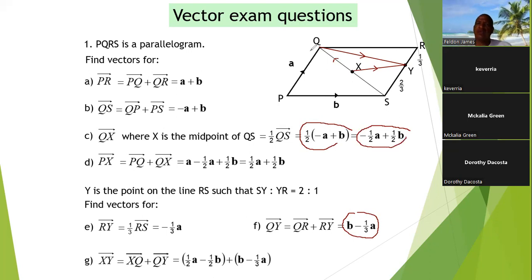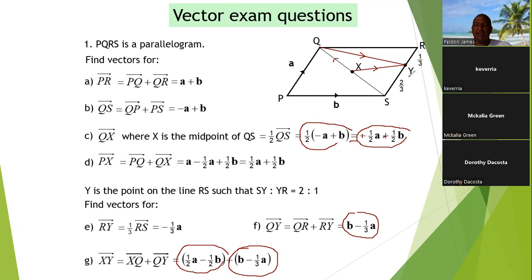But if we're going X to Q, that means we would have to find the negative of this. And when you multiply this by negative, this becomes positive and this becomes negative. So we would get this instead. So we would get X to Q, which is this, and then Q to Y, which would be this. And then we add them together. All right, guys, so that's how they get that. So they follow this pathway. X to Y is the same as X to Q and then Q to Y.